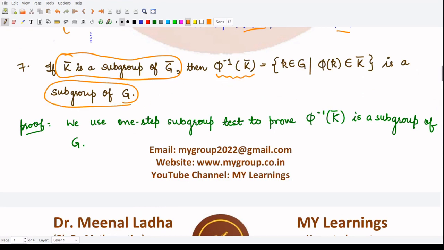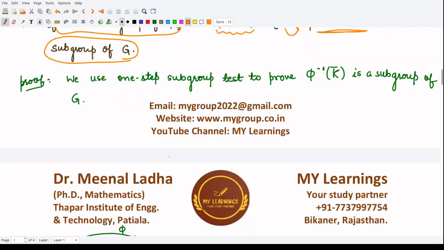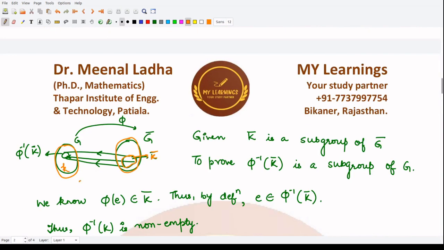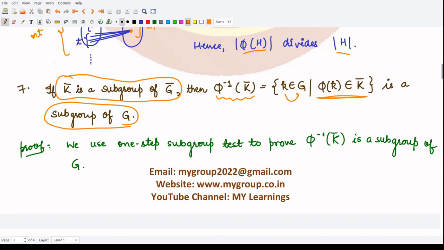So its inverse image is what? It is phi inverse of K̄. And how many elements does it contain? It contains all the elements k from the group G such that phi of k is a member of K̄. Basically, it means that if you take some element here and apply the mapping phi to it, it should be present within this K̄. This is the definition.